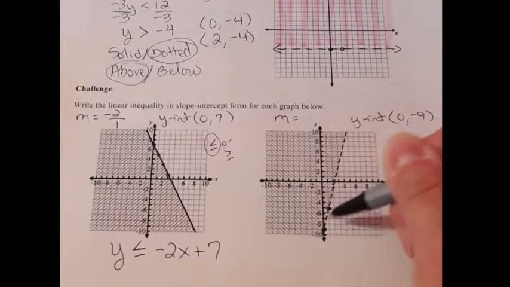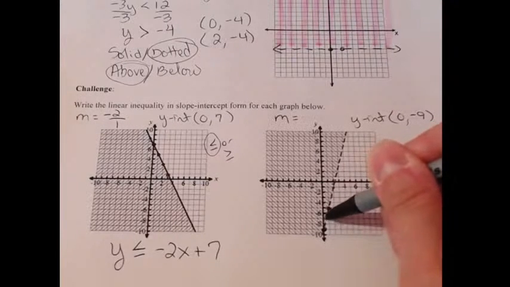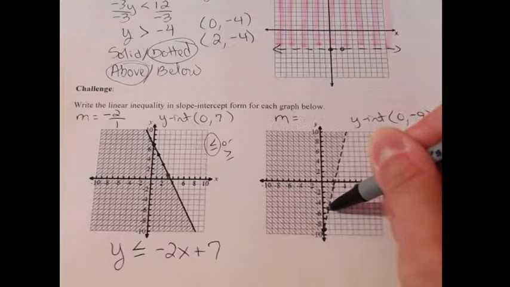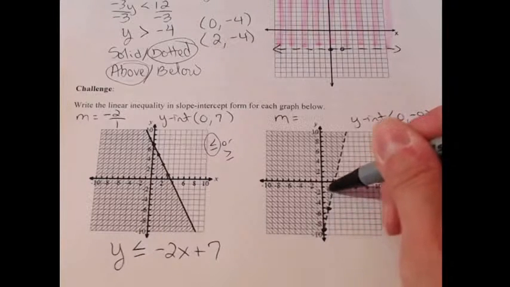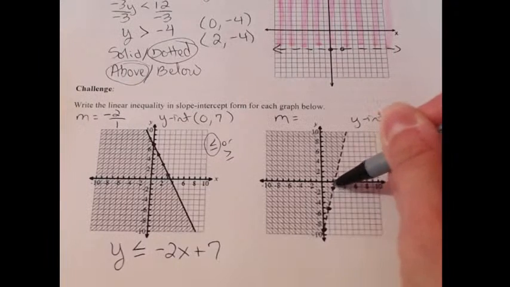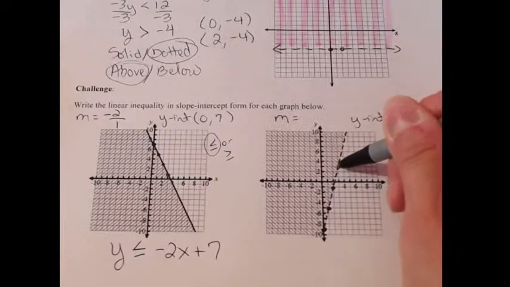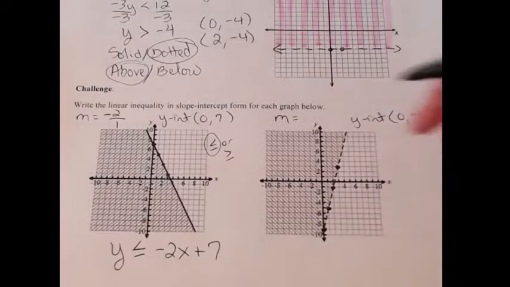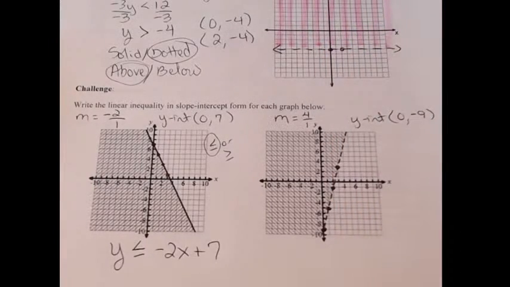Now I'm going to follow this line until I hit a perfect point, and I do so right here. I notice I had to go up 1, 2, 3, 4, and then over 1. Let's try that again. Up 1, 2, 3, 4, over 1, perfect point. 1, 2, 3, 4, over 1, another perfect point. So this is looking great. My slope in this case is up 4/1.